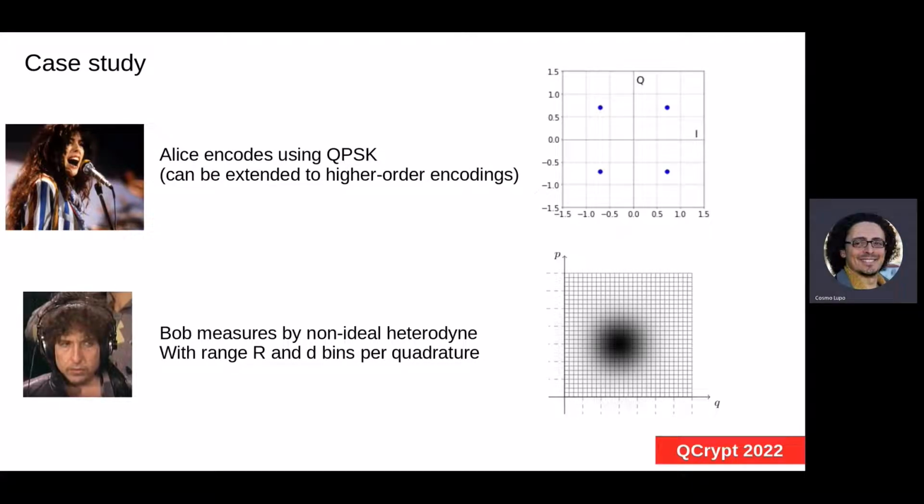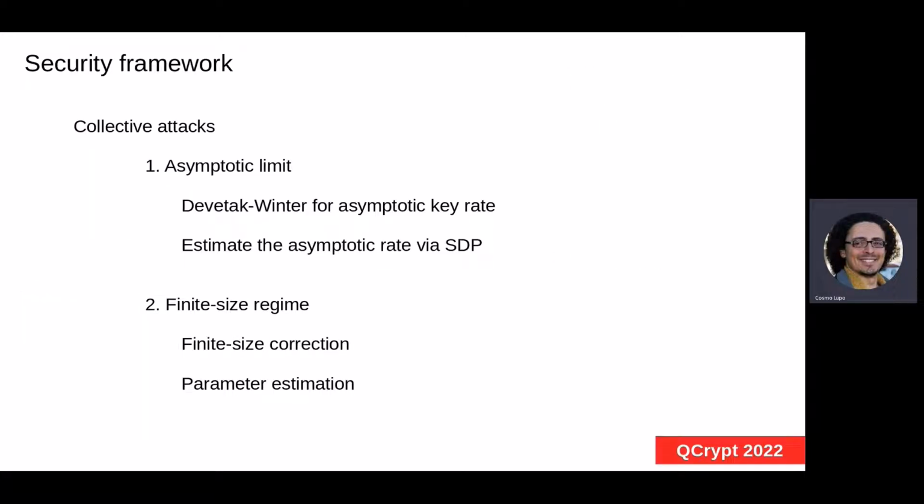So what is our case study? I will show you an example in which Alice, the sender, encodes using QPSK, quadrature phase shift keying, 4 states on a square, 4 coherent state amplitudes as input, and Bob measures by non-ideal heterodyne detection with a certain range in phase space and a certain number d of bins per quadrature. The security framework is that of collective attacks. First, I will talk about the asymptotic limit, and I will use the Devetak-Winter formula for the key rate and estimate this quantity, the key rate, using a semi-definite program. And then I will look at finite-size corrections and include them in a new formulation of a refined semi-definite program.